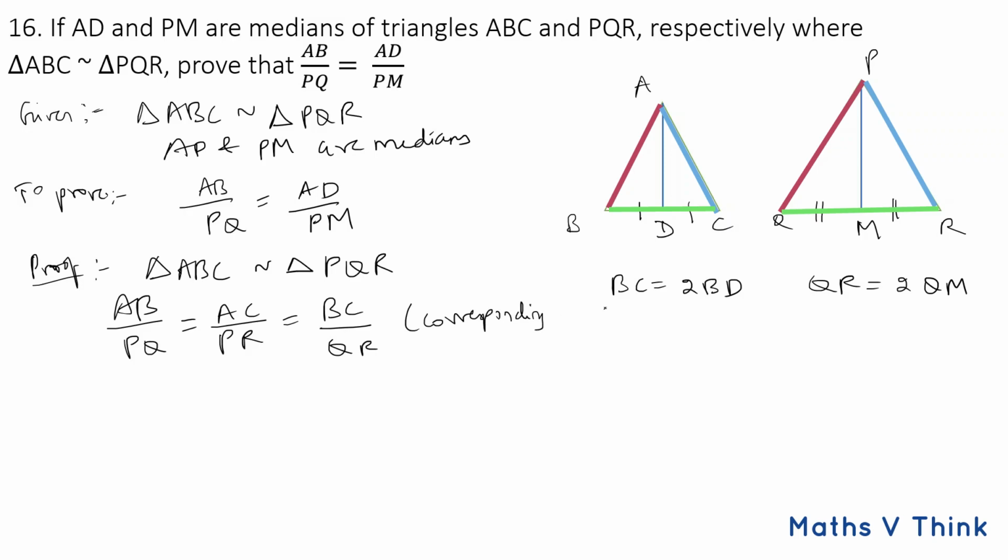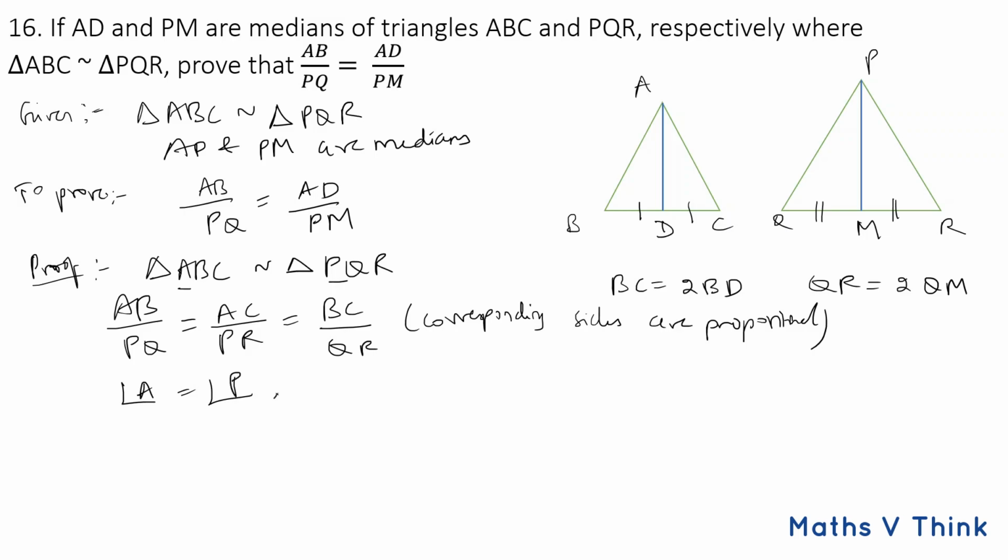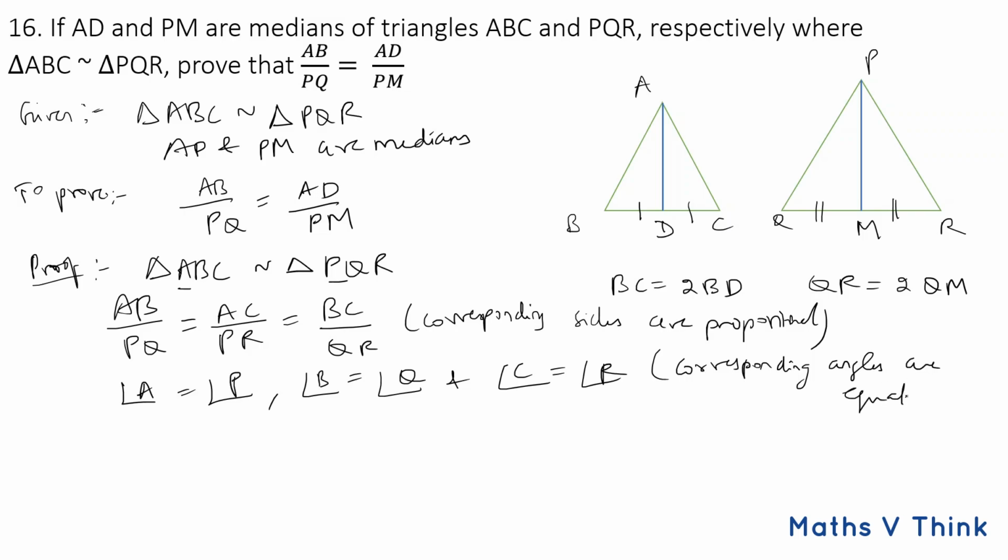Corresponding sides are proportional. Same way I can tell angles also equal. So angle A is equal to angle P, angle B is equal to angle Q, and angle C is equal to angle R. Same, corresponding angles are equal. Now I'll be taking this one. So I'll be taking AB by PQ is equal to BC by QR.